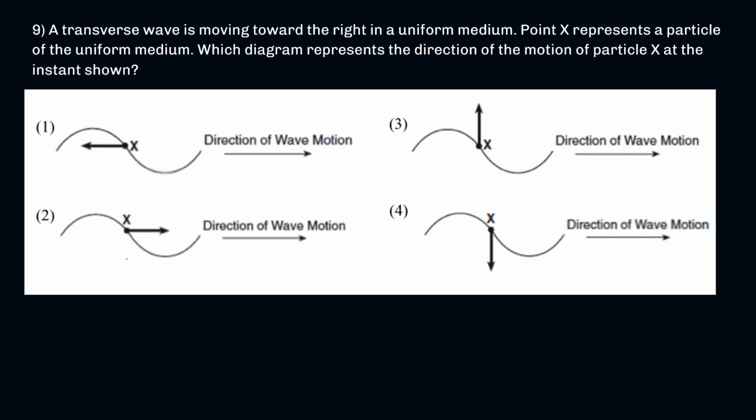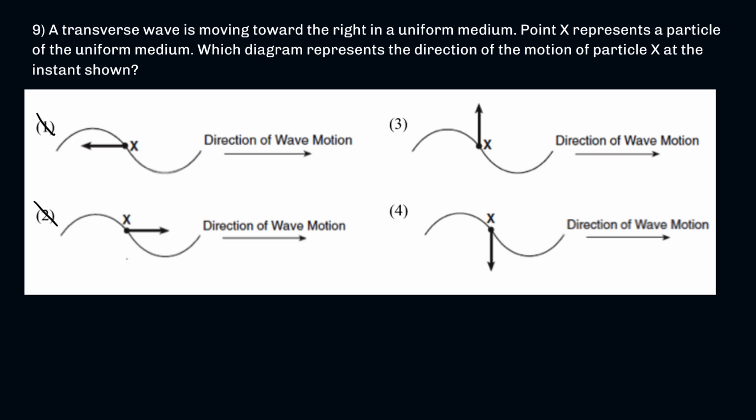So with a transverse wave, the particles are always going to be moving up or down. So essentially 1 and 2 can go away right away because that would be the movement in a longitudinal wave, and this is not a longitudinal wave. Longitudinal wave moves side to side. So 1 and 2 can go away right away.